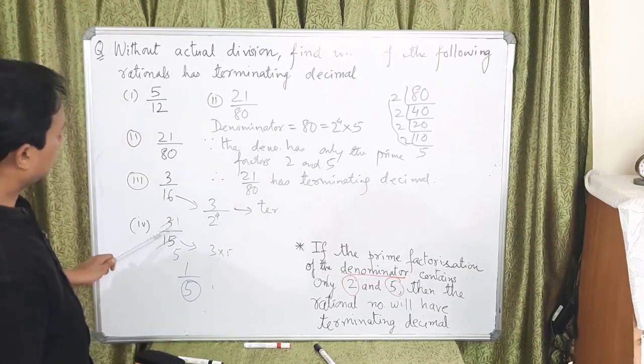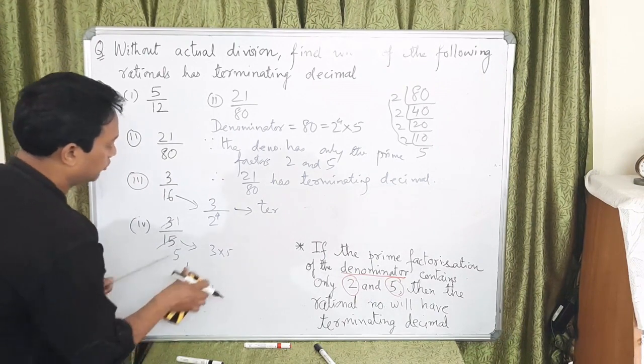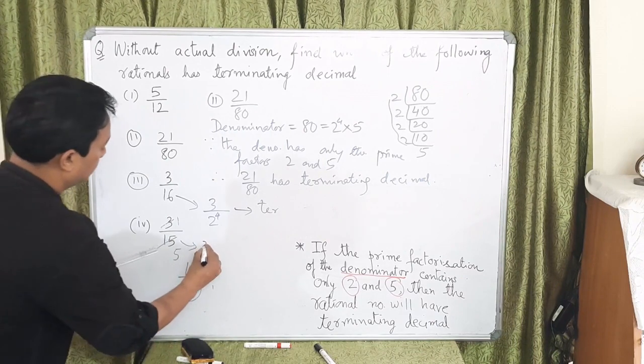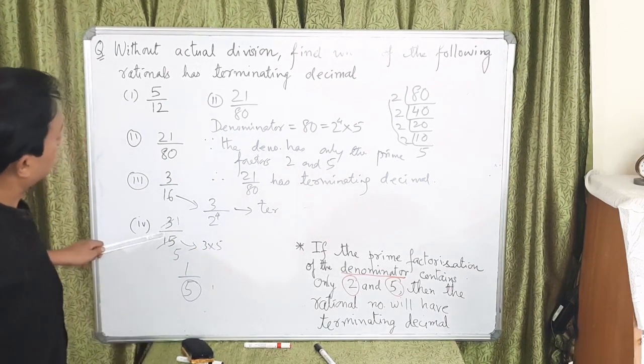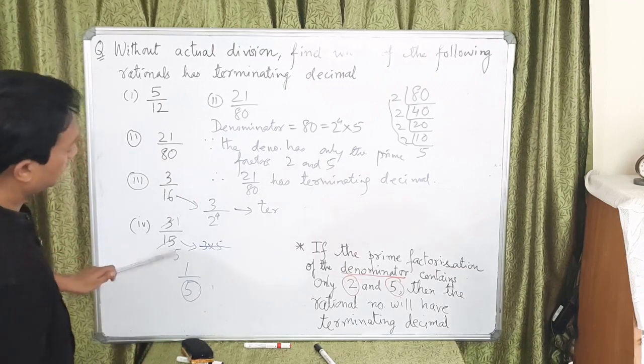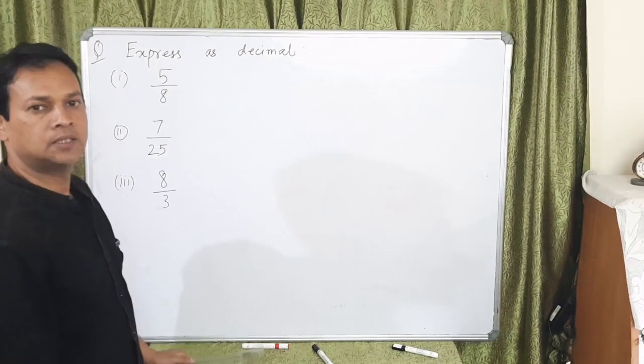Before cancelling, we have 3 into 5. You may think it will be non-terminating. Before cancelling, 15 is 3 into 5. You may think it's not terminating, but actually it's terminating, because we have to convert it into the lowest terms.